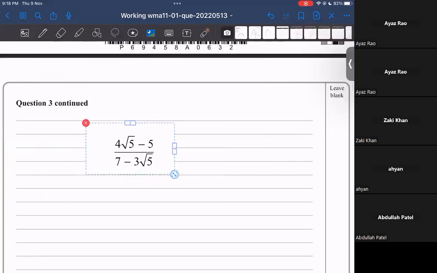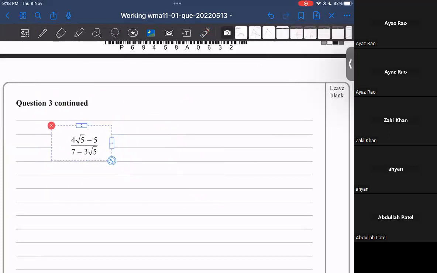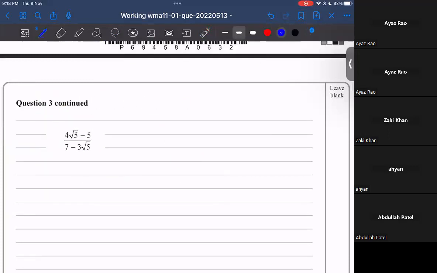मैंने यहाँ पर कॉपी करा इसको. I'm going to multiply it by the conjugate of the denominator, that is 7 plus 3 root 5.